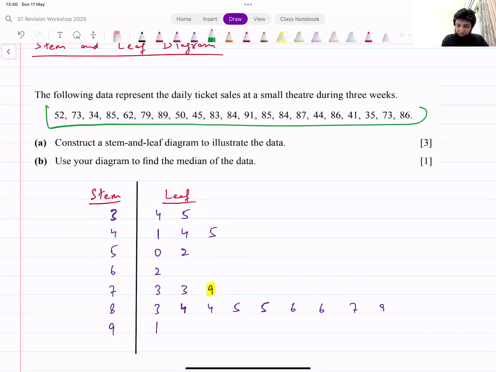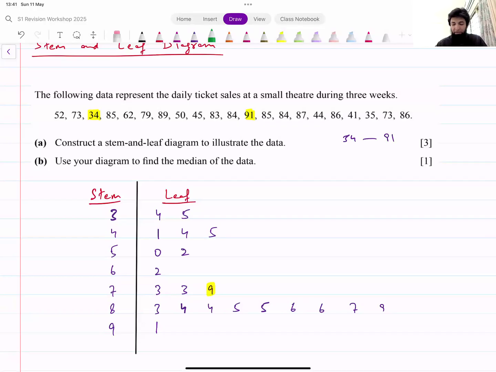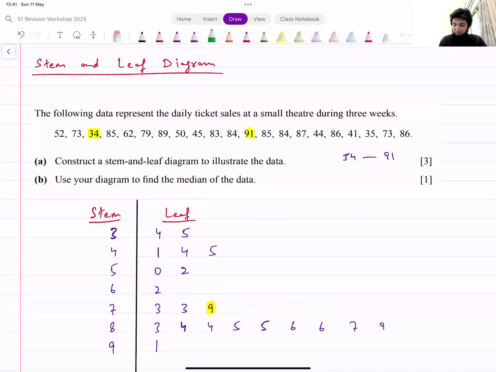These are the data points that you've got. You would first look for the smallest value in the data. That's 34 in this case. The largest value in the data is 91. So 34 to 91, these are the values that you have to represent on this diagram. In the leaf, you can only have a single digit. You can't have multiple digits in a leaf. So you know that this is the only thing that you would have in the leaf. Okay, 4 and 1. So what about the stem then?